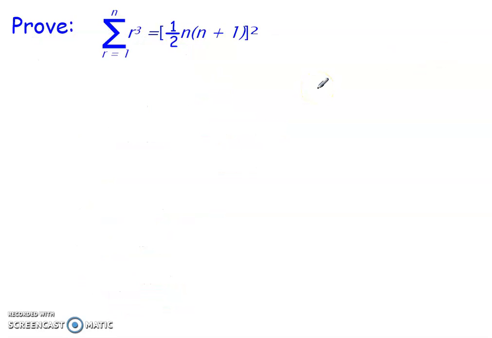The second question was slightly more interesting. What they wanted you to do is prove that the sum from r equals 1 to n of r cubed was equal to that. So that's what I'm going to be doing with this one. Well, let's think in a similar fashion to what we did before.